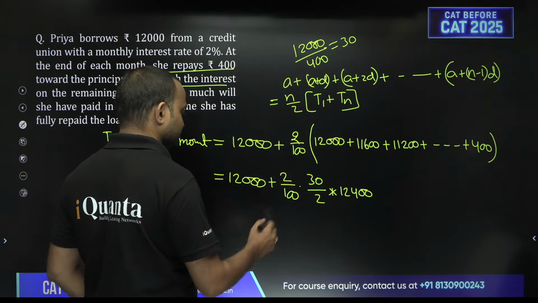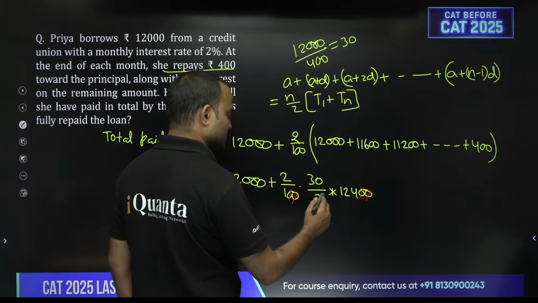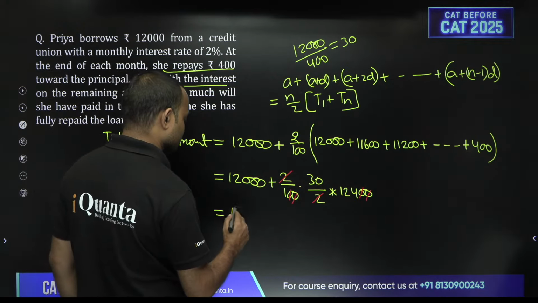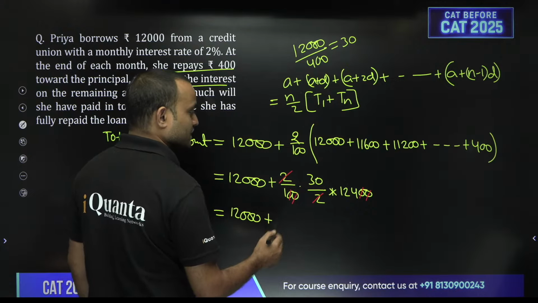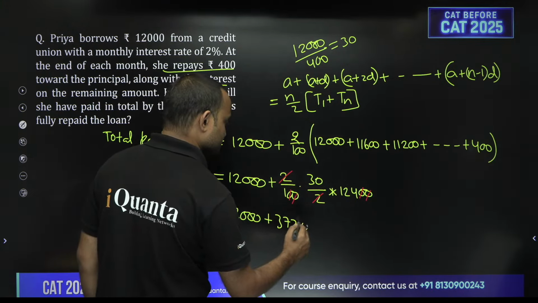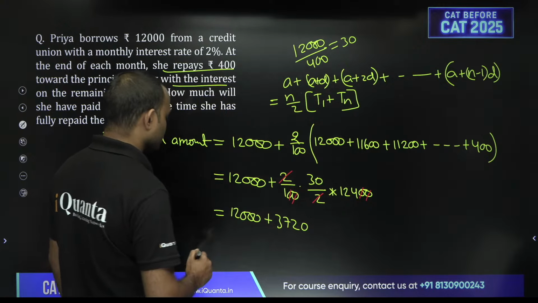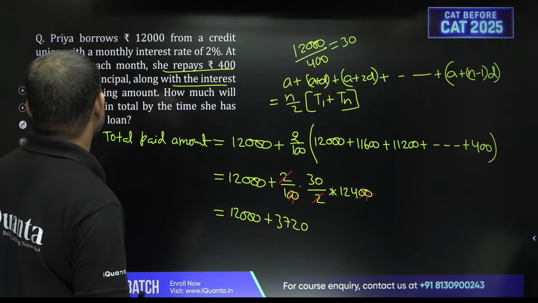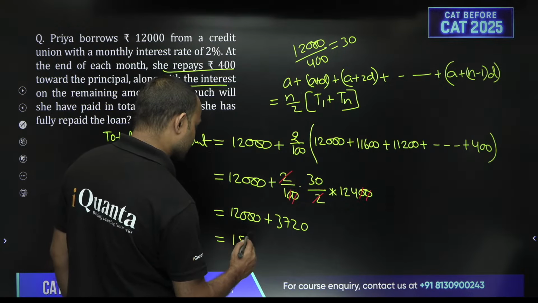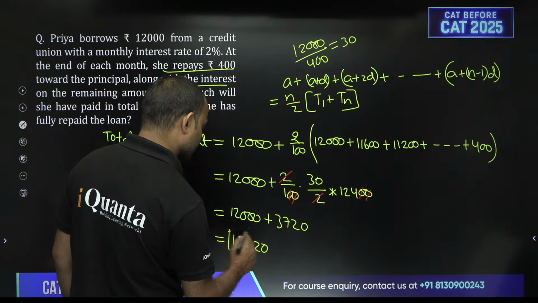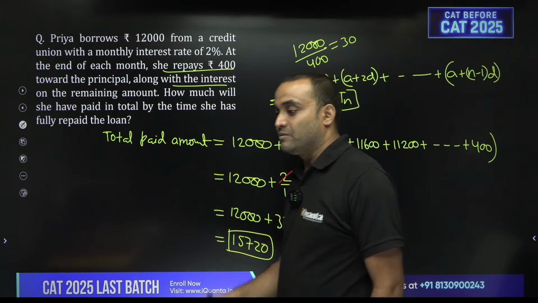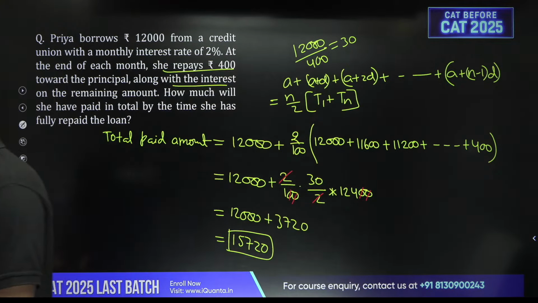So the zeros cancel out. What do we get? We get 12,000 plus 124 into 3, 372.0. The question is how much will she have paid in total? In total, this will be equal to 15,720. This is the total amount that she must have paid. 15,720.